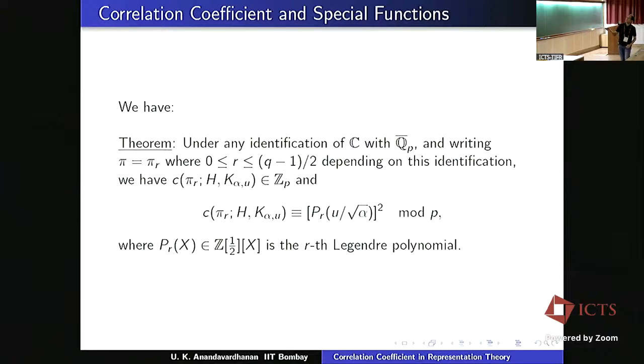Pi r was my naming convention. I wrote Steinberg, then principal series chi power r, chi power minus r, and cuspidal as eta power something times r. That r, because earlier the p-adic expansion of that r entered into the theorem, so there is that r in the naming. If you change the identification, that r will change. So it is the rth Legendre polynomial evaluated at U by root alpha.